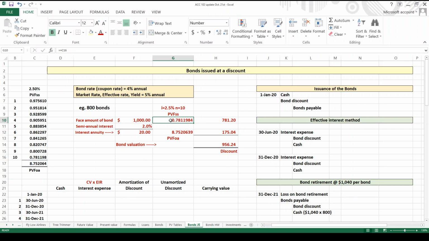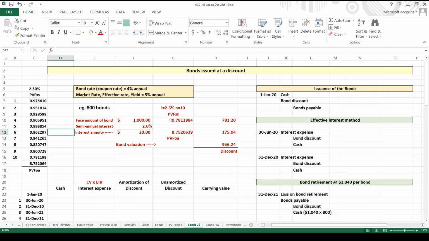So whenever you go to the present value tables to make a calculation of the bond issue price, the interest rate that you're using is always going to be the market or the effective rate or the yield. Okay, you would not use the bond rate here to discount. Where do you use the bond rate? Over here to give you the cash flows. So this was a one-time repayment of the bond. It's worth $781. And then you have 10 $20 payments semi-annually.